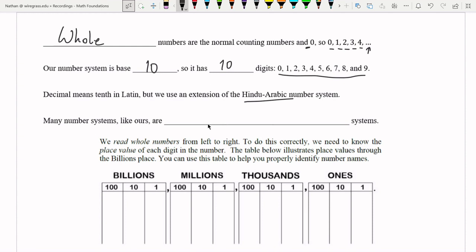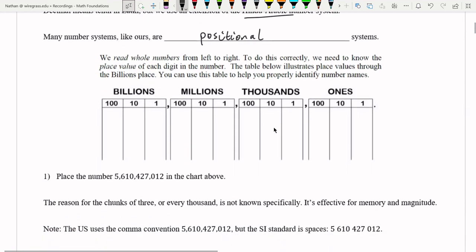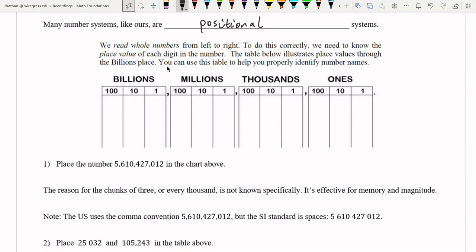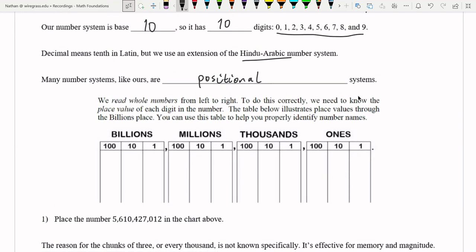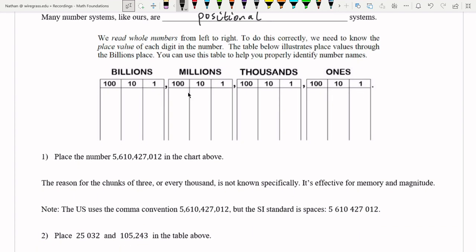Many numbers like ours are positional systems or place value systems. Numbers, of course, are read left to right. And to do this correctly, we really need to know the place value of each of the digits that we have in the numbers. Of course, the digits are the 0 through 9 that I talked about before. So this table shows you that spacing. We're going to use this table when we place this number into there.